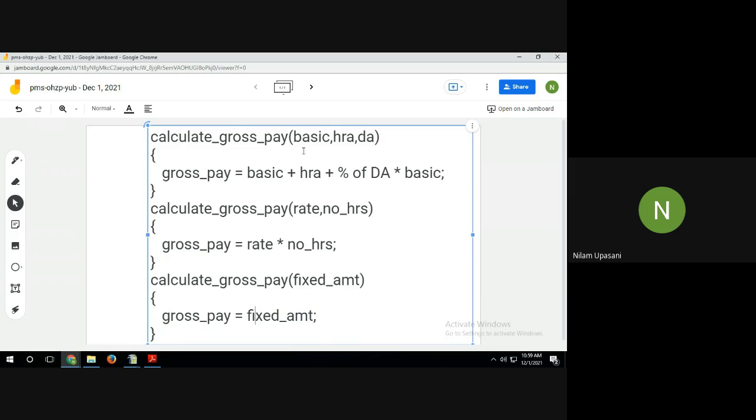Then the second thing is, for this implementation we need some input. तो इसका input भी अलग हो गया. Yes. For this also, for this implementation we need rate and number of hours. तो इसके लिए input भी अलग हो गया. For here the input is different. So what do you observe here? Tell me. What do you observe here?